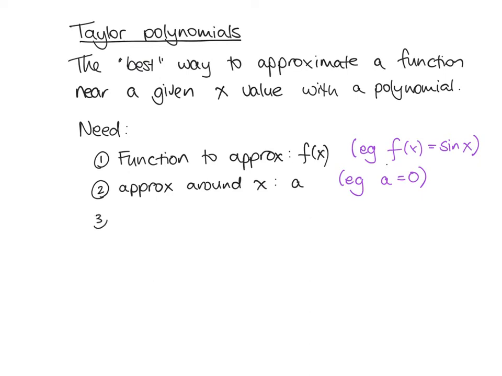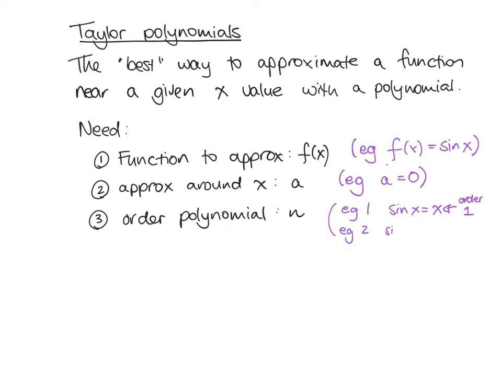And the third thing that you need is the order of the polynomial you're going to use for your approximation, which is generally referred to as n. So in our first example, we had sine of x equals x. Notice that x has order 1. It's a first order polynomial. And in our second example, where we had sine of x equal to x minus x cubed over 3 factorial, this was an order 3 polynomial because the highest power of x is 3.